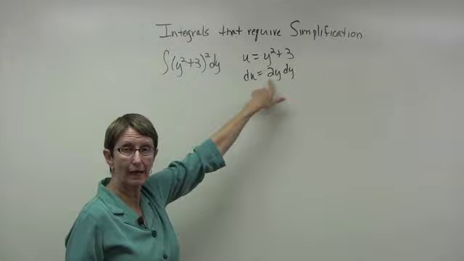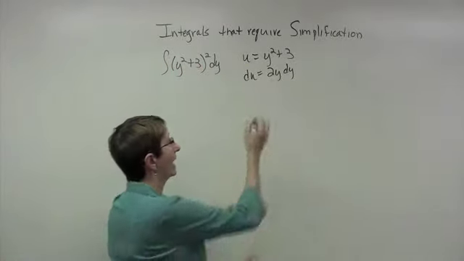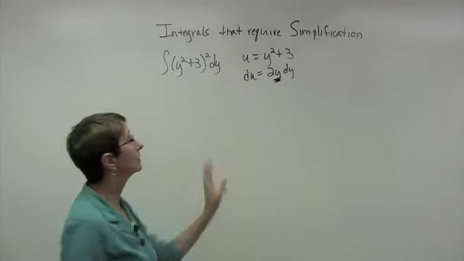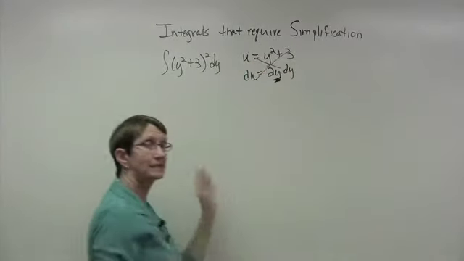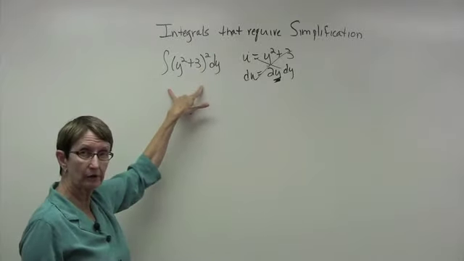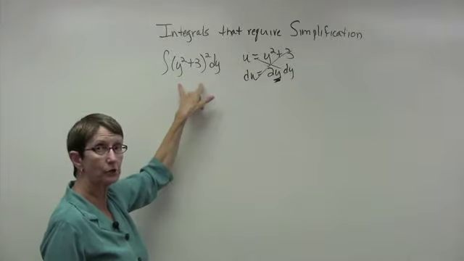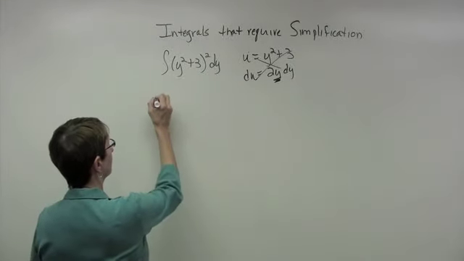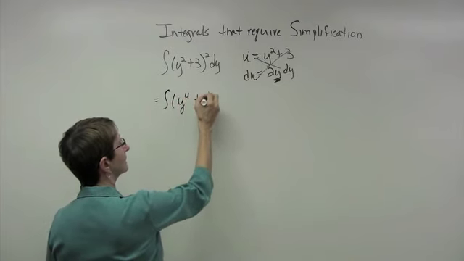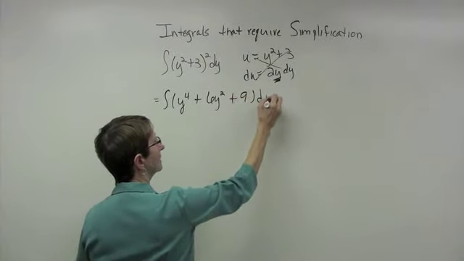Well, the 2 is not an issue. I don't have a 2 outside here, but I could put that in. But I don't have that y. This y is missing. You cannot put in a variable. So that means use substitution does not work. But in order to simplify, I can multiply it out. So we multiply y squared plus 3 times y squared plus 3. That's how you square. And that would give us y to the 4th plus 6y squared plus 9 dy.